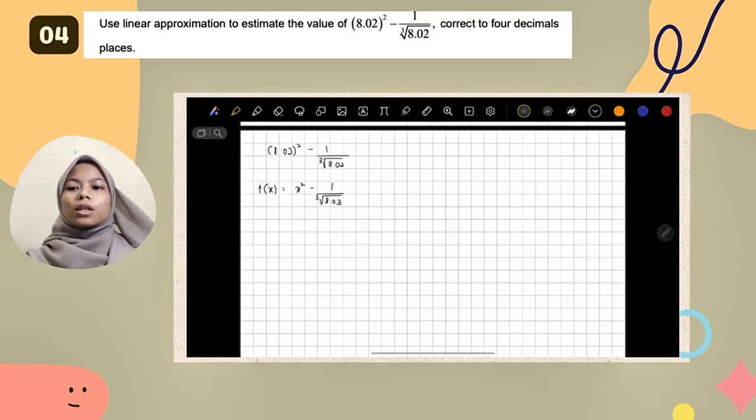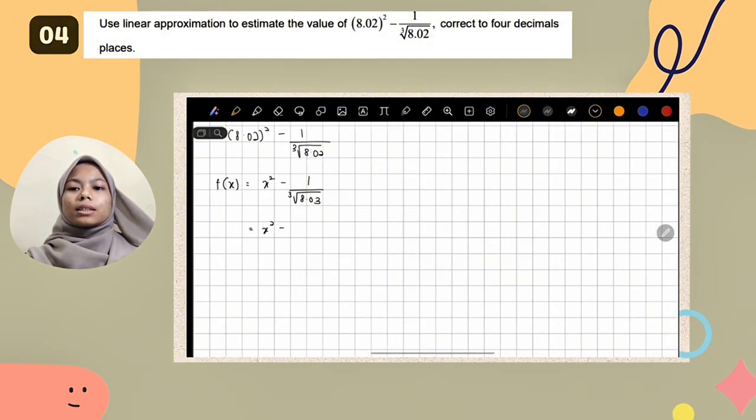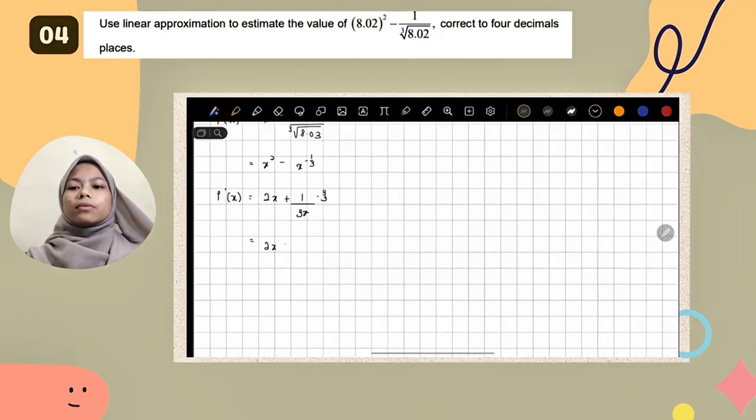For question 4, we let f(x) equal x squared minus 1 over the cube root of x. Then we simplify it to x squared minus x to the power of minus 1 over 3. Then we need to find the derivative. So we use the power rule on f(x). We get 2x plus 1 over 3 x to the power of minus 4 over 3. We simplify it into 2x plus 1 over 3x to the power of 4 over 3.